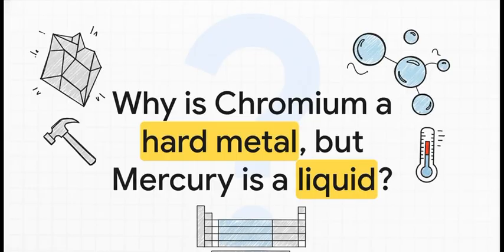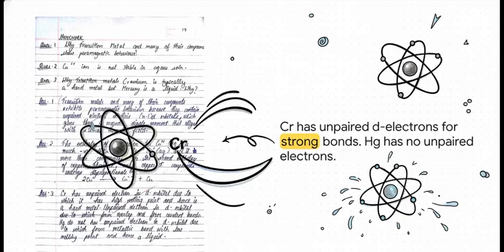Okay, last one for you. This question really shows you the incredible range of properties in the d block. How in the world can chromium be one of the hardest metals while mercury is a liquid at room temperature? The answer is all about the strength of their metallic bonds. Think of it like the electron glue holding the atoms together.